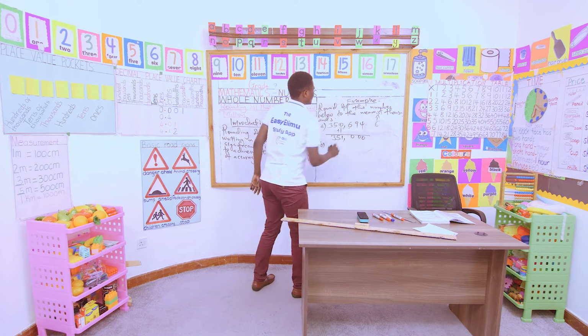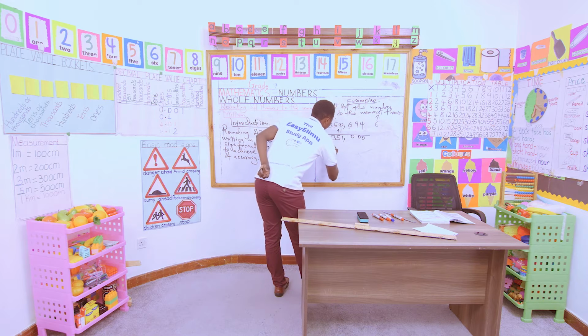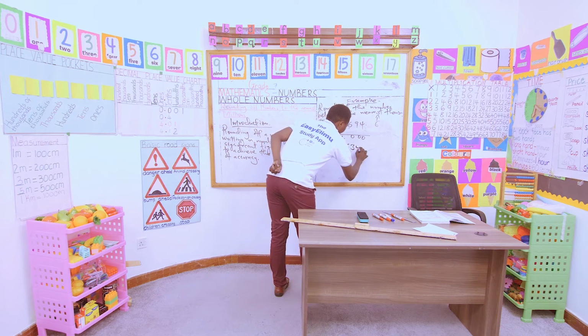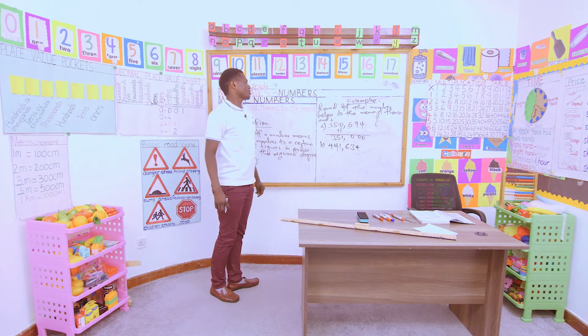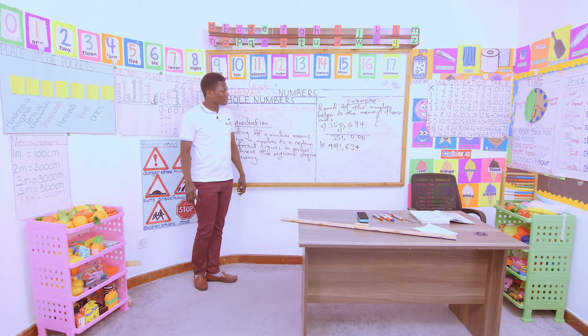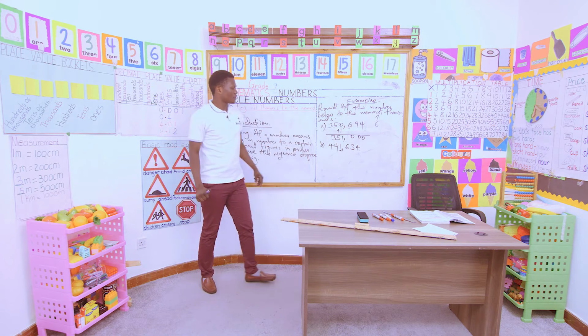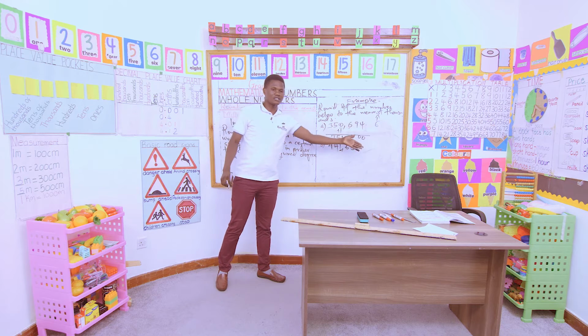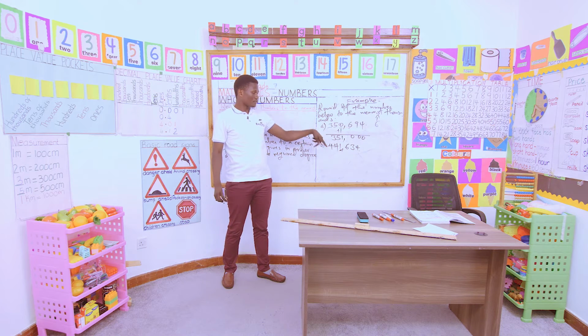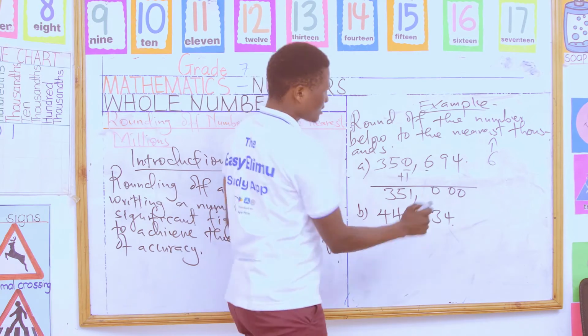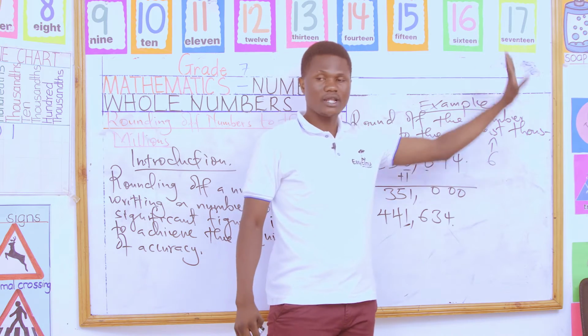Same, still rounding to the nearest thousands. We can have 441,634. So what is the digit in the place value of thousands? The digit in the place value of thousands is 1. So we look at the digit that precedes it, or the digit that comes before that 1. And that digit is what, Angela? 6, correct.